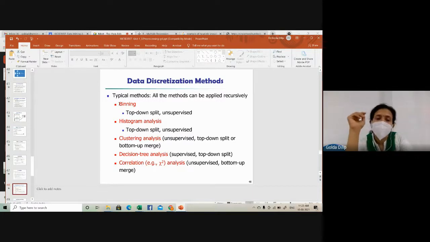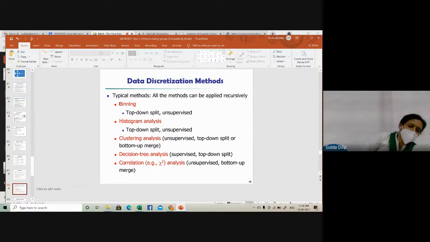Yes, ma'am. Okay. So binning by means of calculating your bin mean or boundaries, median, all those things we had seen. Binning, histogram analysis, again the same clustering, decision tree, correlation. Correlation also we had seen different types.